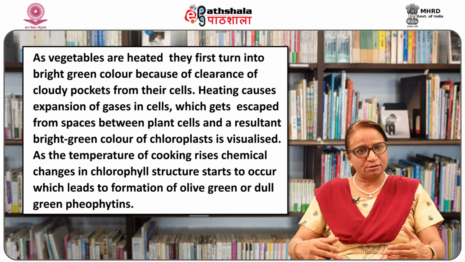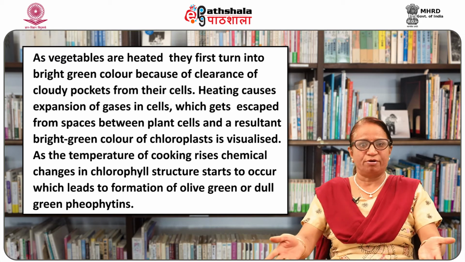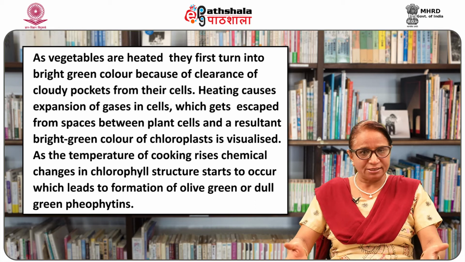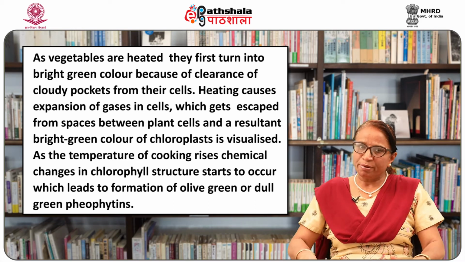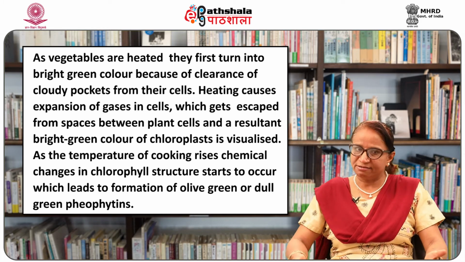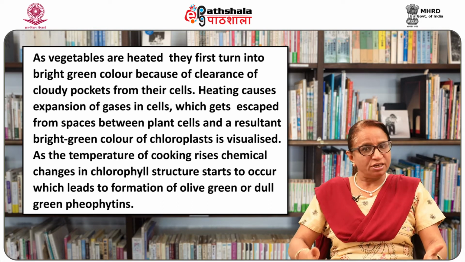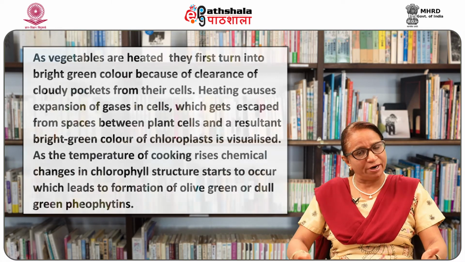Heating causes expansion of gases in the cell, which escape from the spaces between plant cells, and as a result the bright green color of the chloroplast is visualized. As the temperature of cooking rises, chemical changes in the chlorophyll structure start to occur, which leads to the formation of olive green or dull green pheophytins.